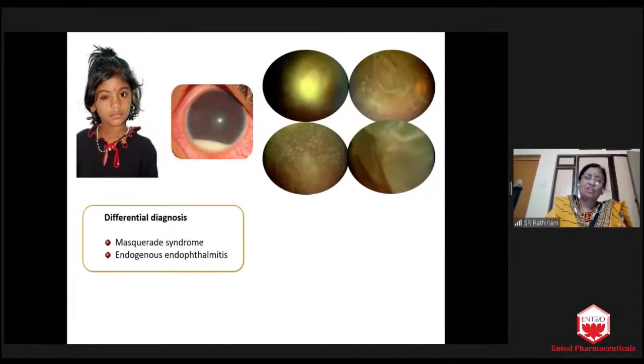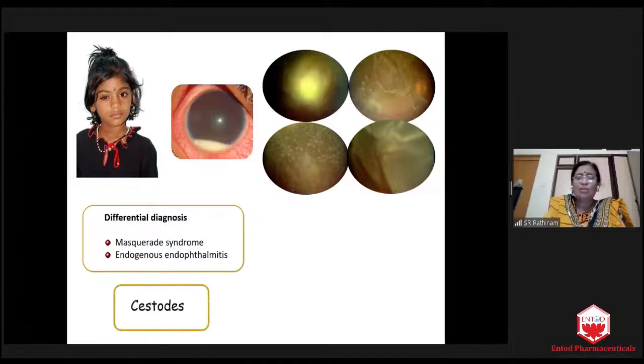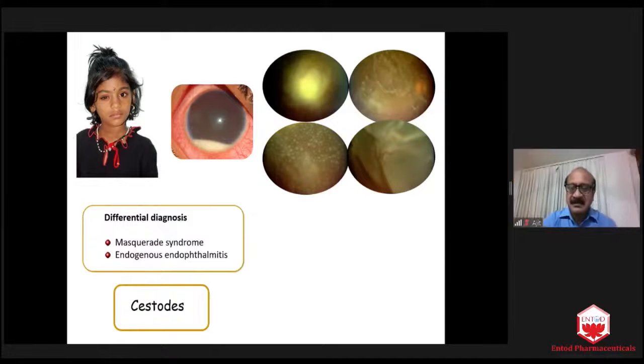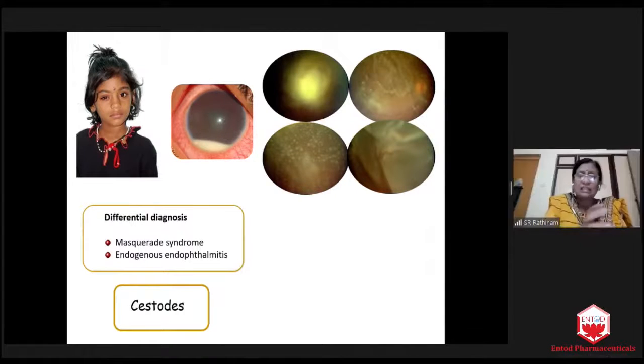Luckily, it is not retinoblastoma, but still the child lost her vision. In the extreme periphery, there was a hole in the retina. Through that hole, a cyst has come into the vitreous. So this is one example of cestodes. And here we have to be extremely cautious, because this child may have other cysts in other areas, especially in the brain. So in order to see, we have to do neuroimaging also, about which we will see at the end of the class.